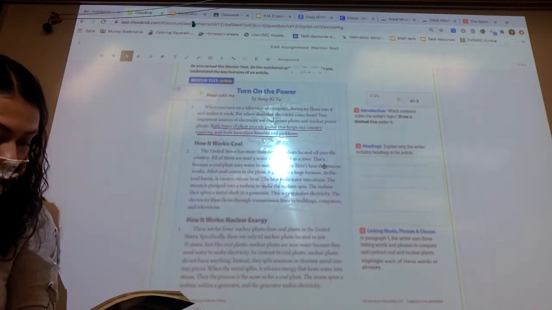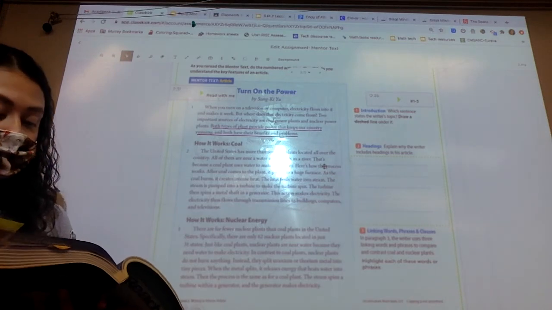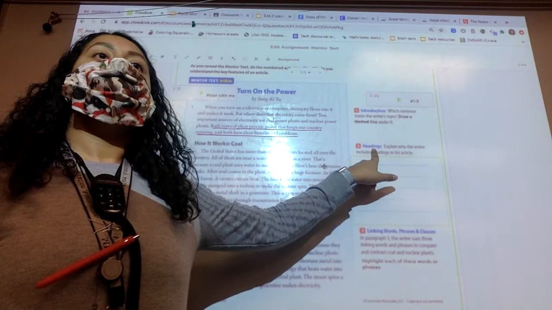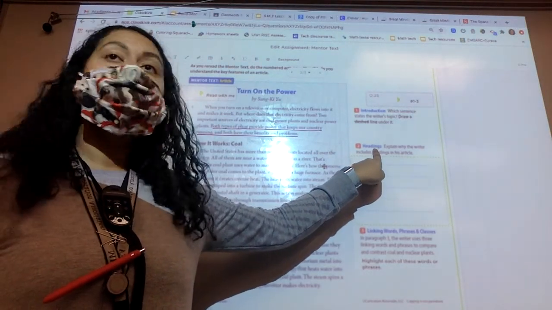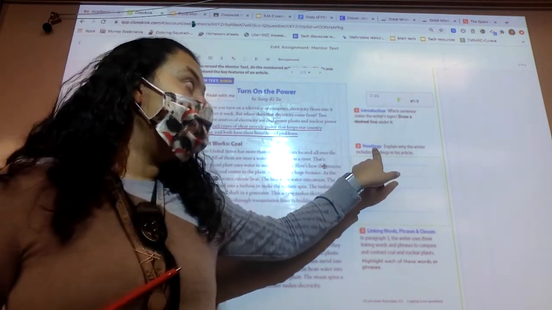Is that the first thing you underlined? Uh-huh. Okay. Part 2. What's that word? What's this word? In blue? Headings. Headings. Good job. So headings.